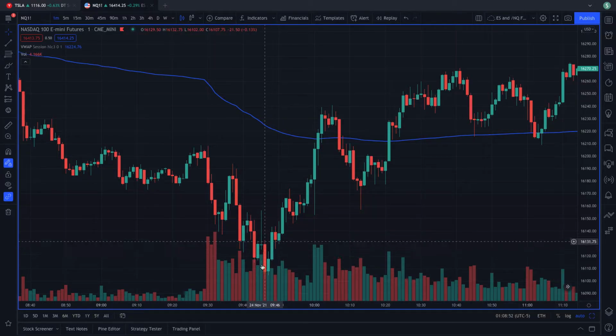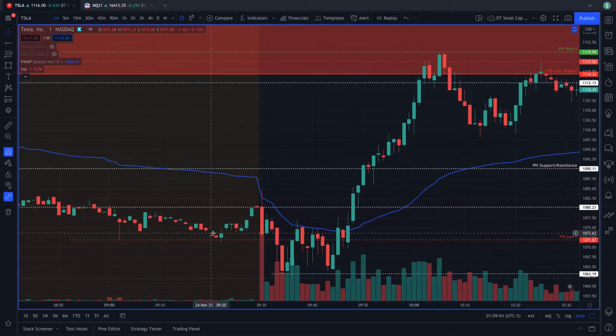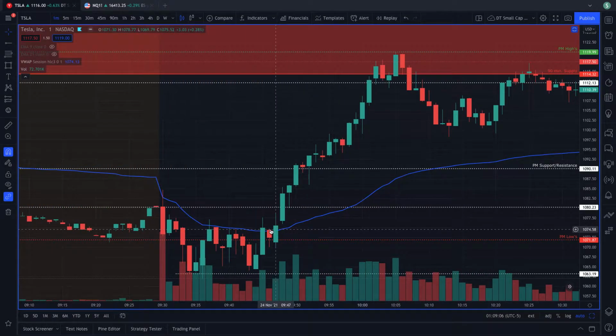There we go, right? So we were dumping. I saw this big red candle here, and I saw this huge rejection on NQ here. So that got me a bit worried here. So I did not enter that. Next, what do I see here?